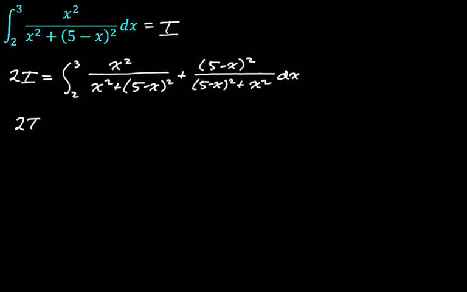So 2I is going to be the integral from 2 to 3 of 1. And the integral of 1 from 2 to 3 is just 3 minus 2. So we get 1. Well, I is 1 half of 3 minus 2. So 1 half.